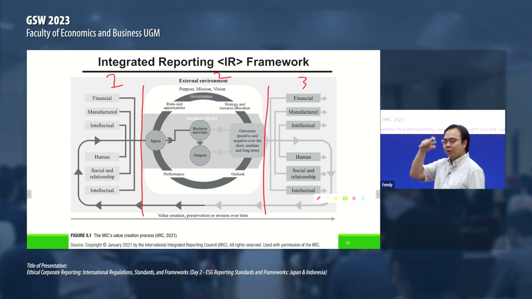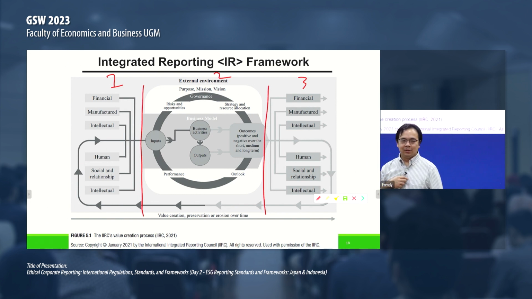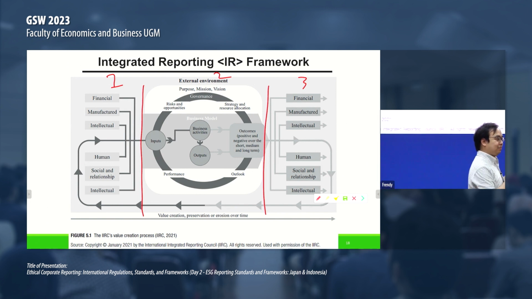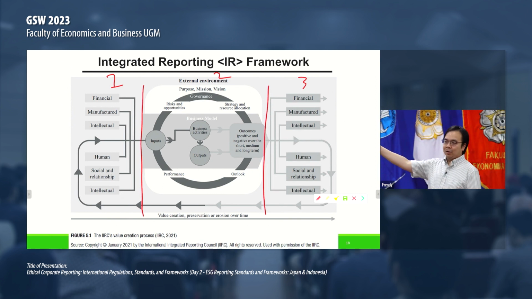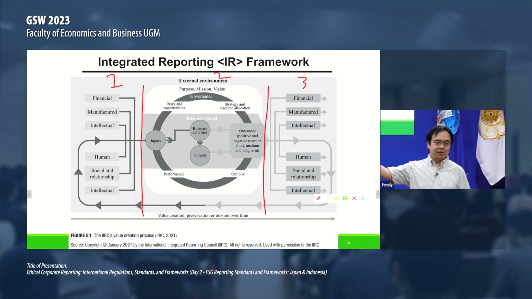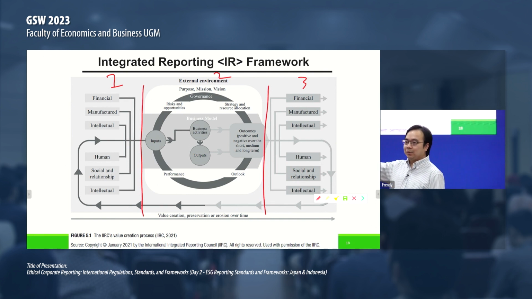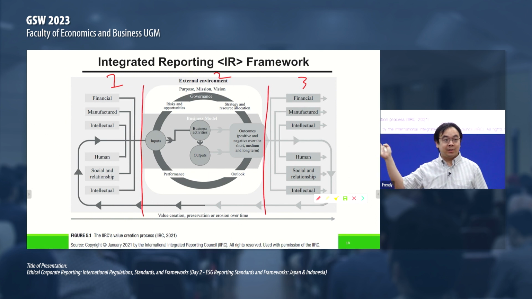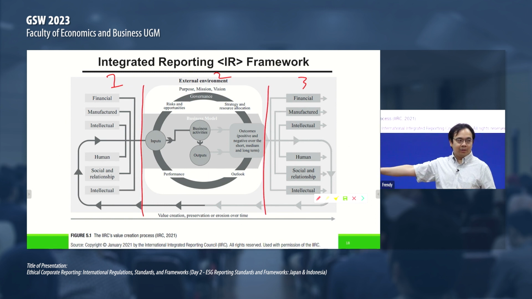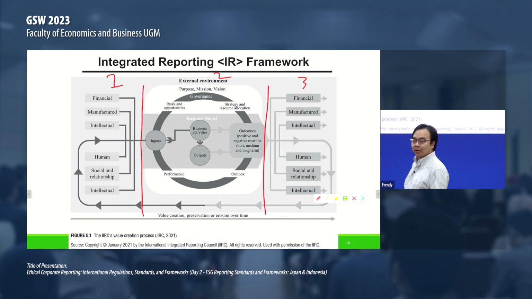Okay. The whole small boxes on the left. Yep, inputs. And then what's in the middle? What does it represent? It is the process. Yes, the process that happens within the company itself. And then on the right, we have the output. So that's the basic principles behind integrated reporting. So let's see how companies apply this.